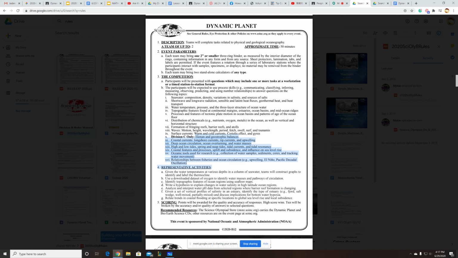part is that we have to look at Division C, and many of these events are not bound by Division B. They're just not bound. They can do anything they want as long as it's in relation to oceanography in this case.